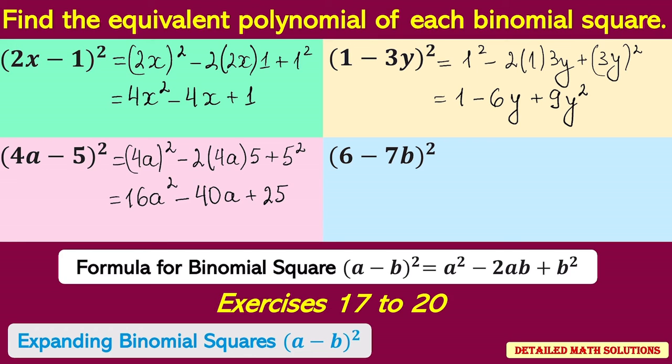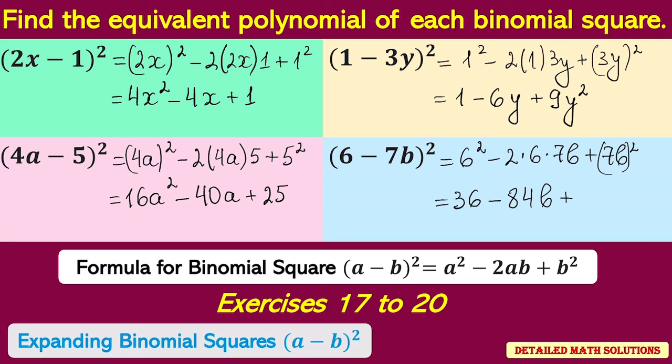Next exercise, (6 minus 7b) squared. This equals 6 squared minus 2 times 6 times 7b plus (7b) squared. Or when I calculate the exponent again, I get 36 minus 2 times 42, or 84b, plus 49b squared.